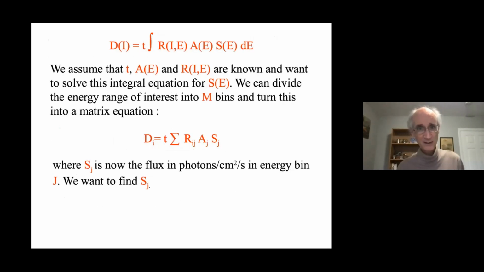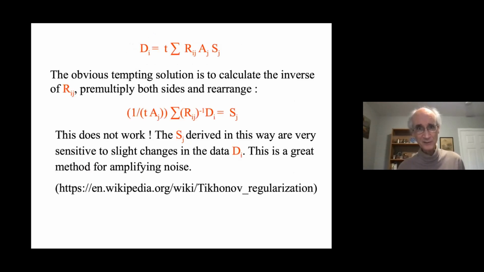So if we just turn this into a numerical problem, we're going to assume that the factors about the instrument are all known, although I will return to that a bit at the end. So we're solving an integral equation for the flux. If we divide the energy range into m bins and turn this into a matrix equation, we get this rather simple matrix sum here. So we want to find the S_j's.